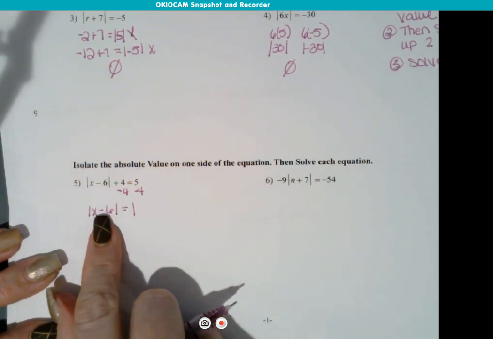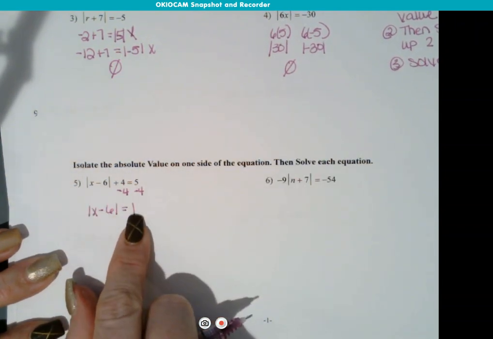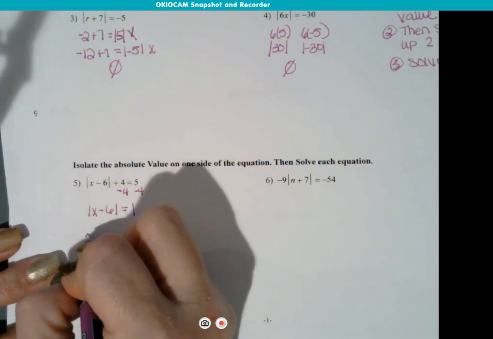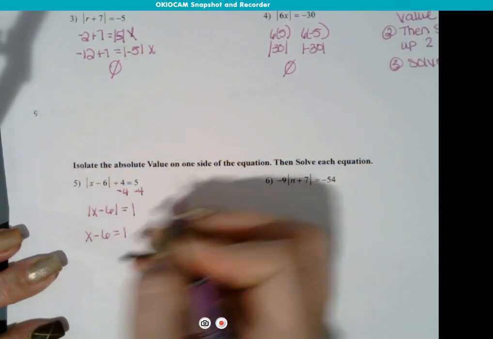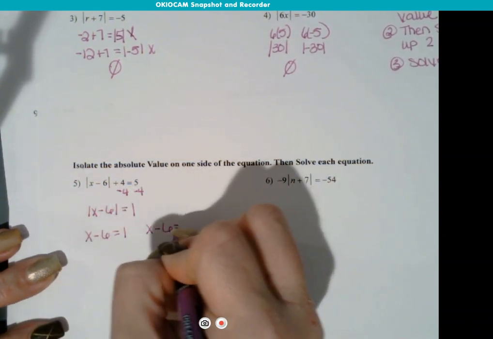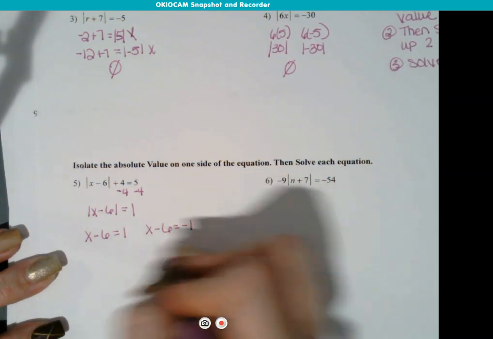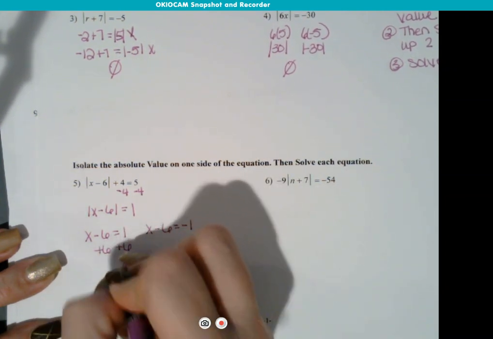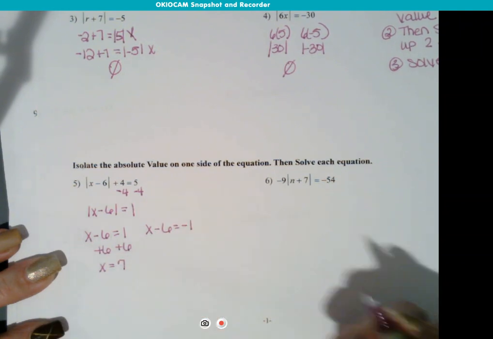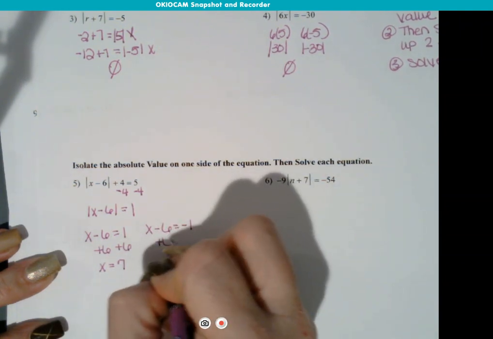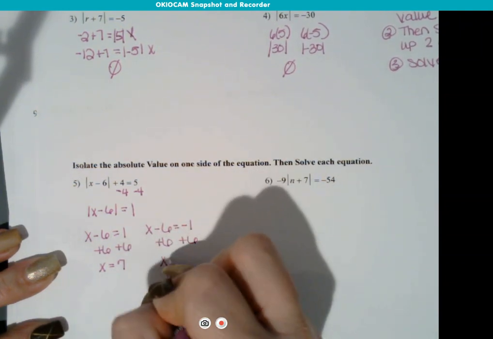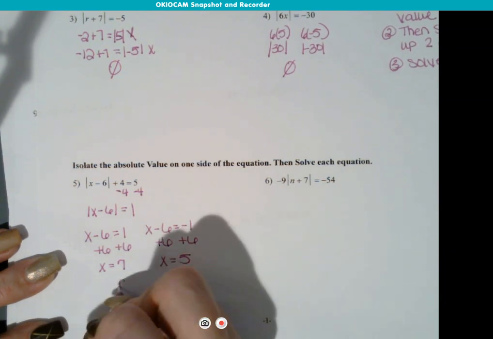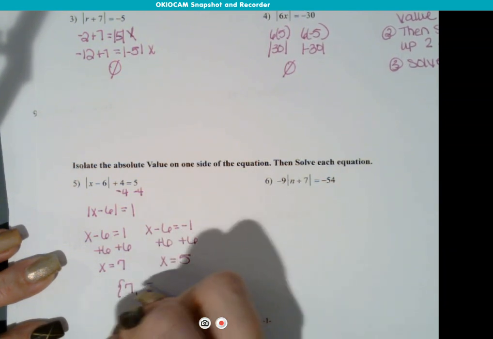Now, this is isolated. Is this negative? Nope. So I can set up two equations. x minus 6 equals 1, and x minus 6 equals negative 1. Then from here, I add 6 to both sides, and x equals 7. Here, I add 6 to both sides, and x equals 5. So my two answers here are 7 and 5.